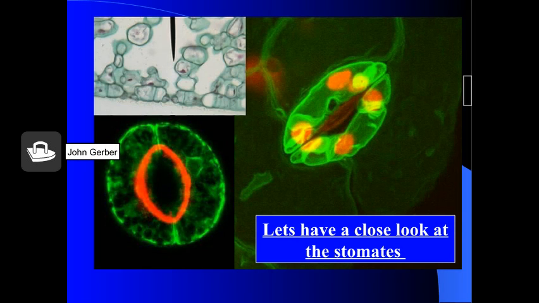Stomates control the rate at which water is lost from the plant. They have the ability to open and close in response to changes in the environment. Let's take a look at how they work.